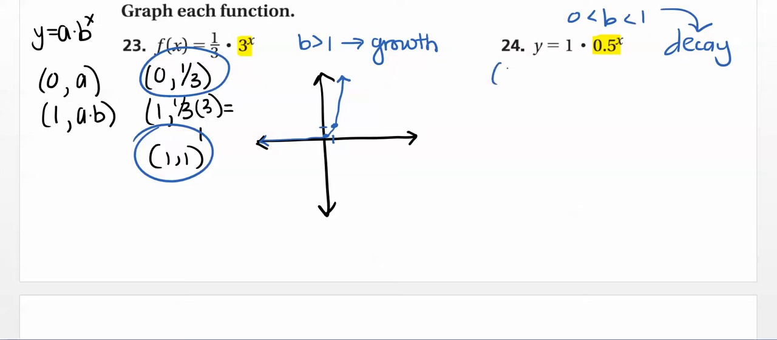Then this one would be over 0 up a, which is 1, and then over 1 up a times b, which is 1 times a half, which is a half, or 0.5.